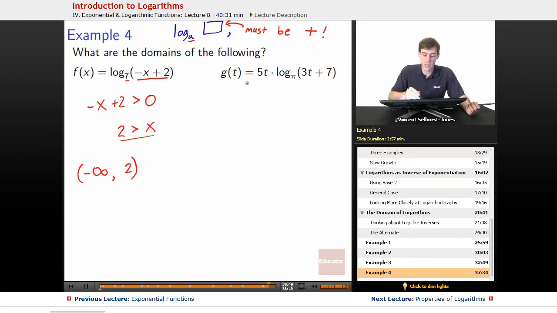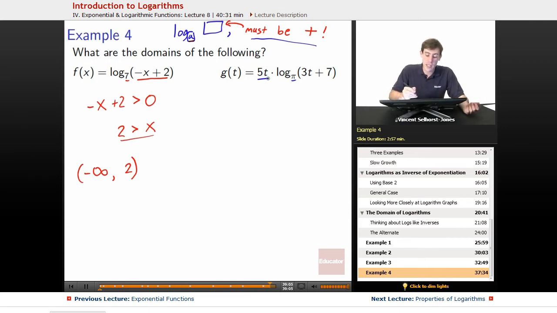Over here, g of t equals 5t times log base pi, 3t plus 7. Once again, the base doesn't really matter. It has to be positive no matter what the base is. For any arbitrary base a, it has to be positive on what the logarithm is operating on.